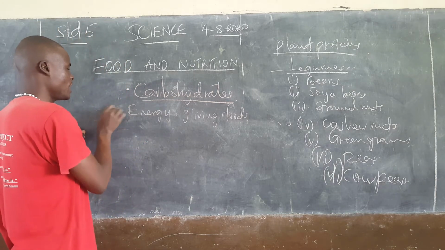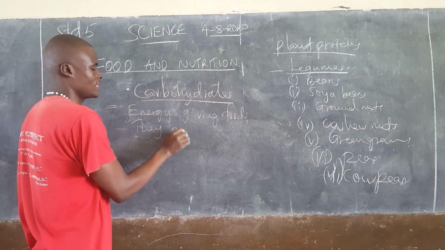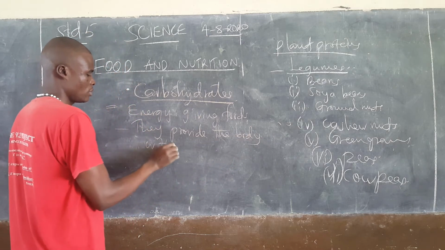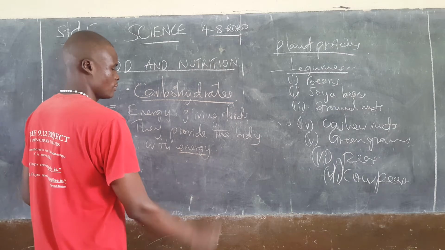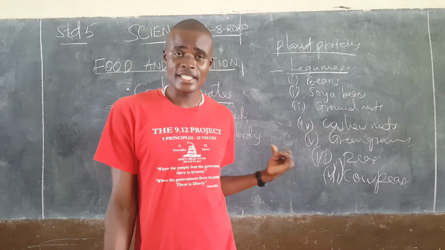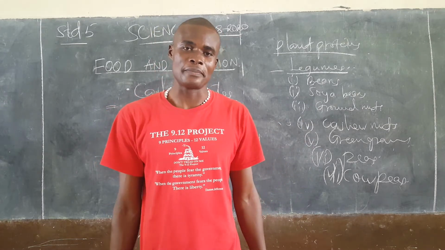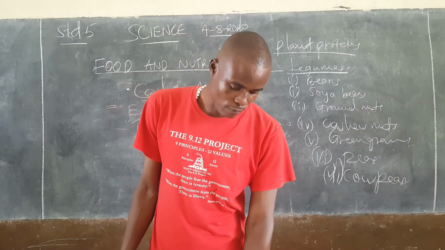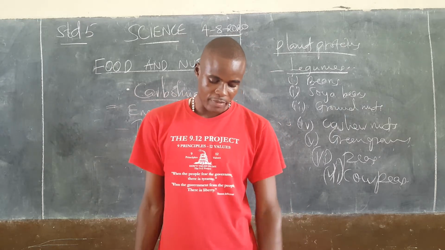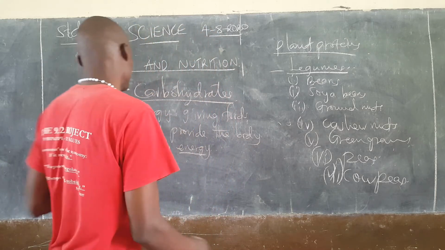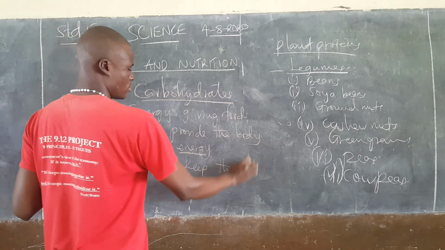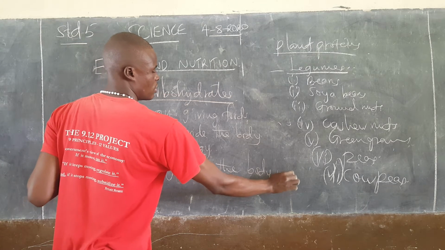We talked about energy. So what they do is that they provide the body with energy. Take a lot of vitamins and proteins, neglecting carbohydrates, and you see yourself falling down all the time because of lack of enough energy from carbohydrates. So they provide the body with energy to do work and remain strong. They also keep our bodies warm. Very important. They keep the body warm.